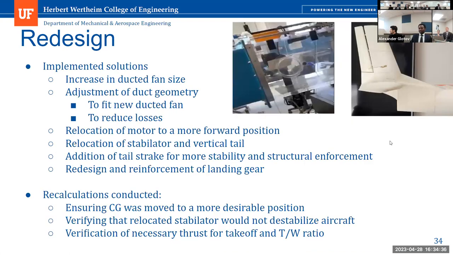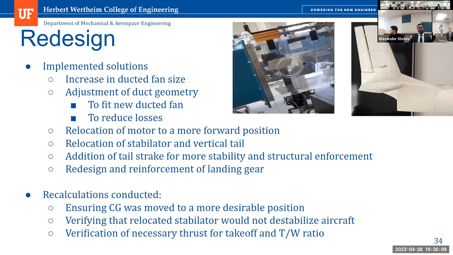So next, we decided to implement some solutions. The first solution we implemented was we increased the ducted fan size to an 80 millimeter ducted fan. In order to account for this, we also had to adjust the duct geometry to fit the new fan. So we increased the size of the exhaust duct. We truncated the back half, or back 210 millimeters, of the duct in order to further reduce the losses in the duct. And we also made the inlet area larger and used a less eccentric shape for the duct.